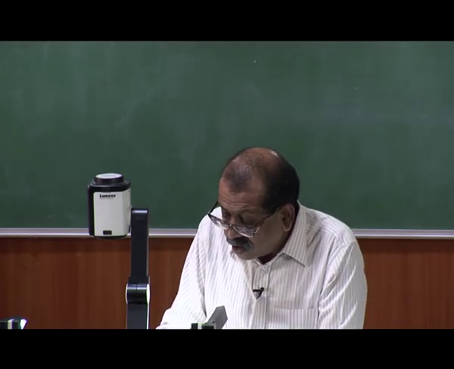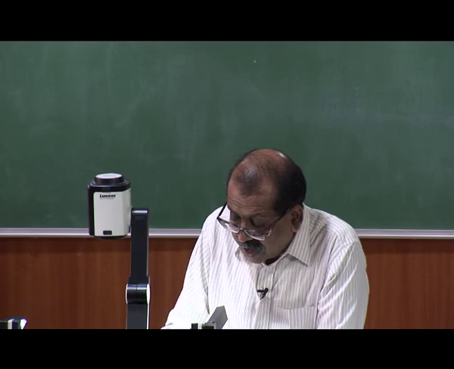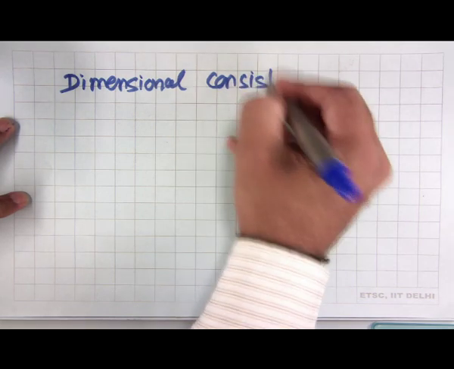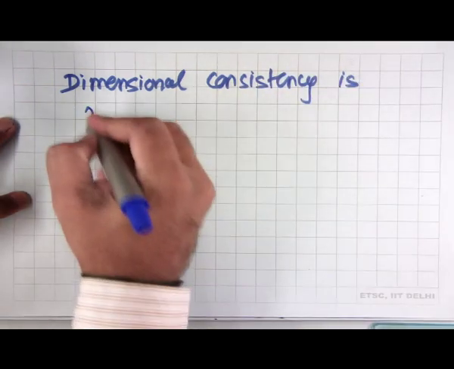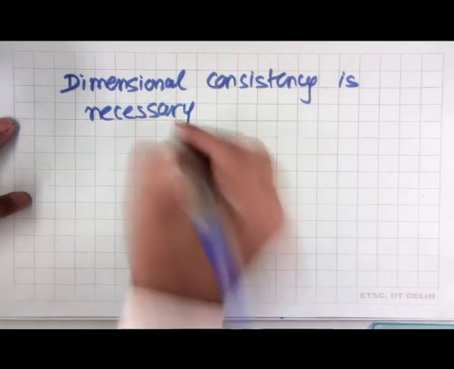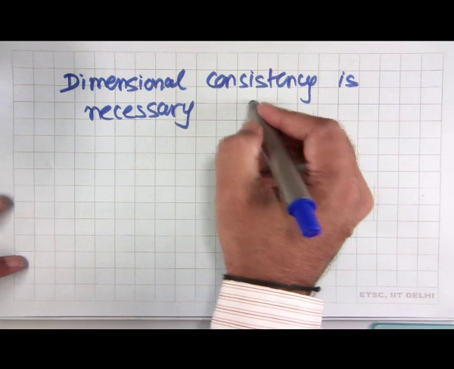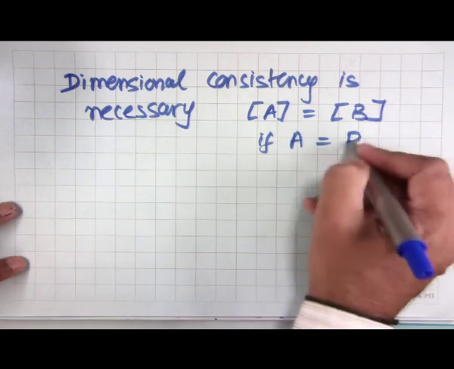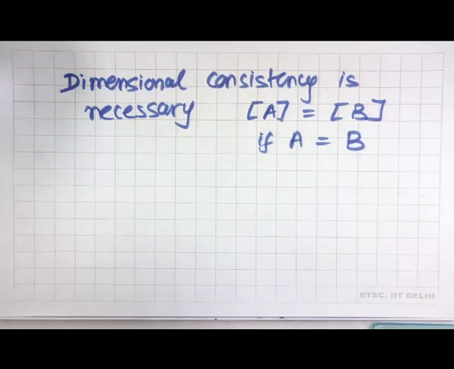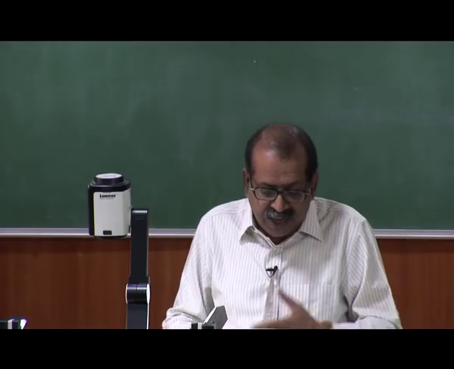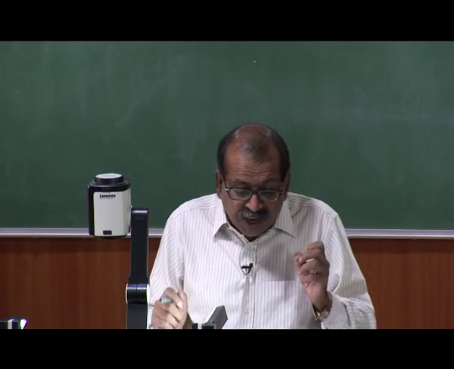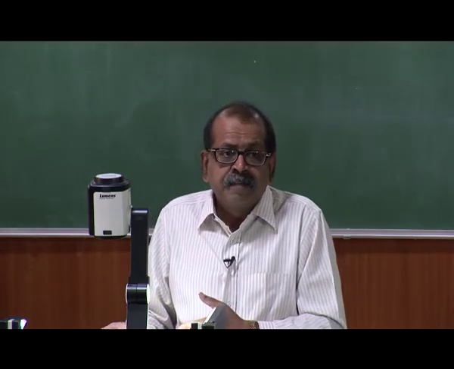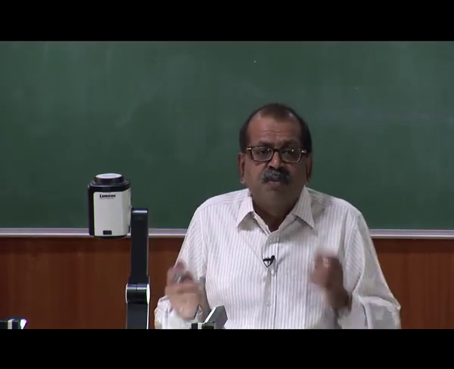But one thing we should realize, or the catch is, while dimensional consistency is necessary, that means two terms in the equation have to have the same dimensions, the dimension of A is equal to the dimension of B if A is equal to B. But just if the dimensions of A and B are equal, it may not ensure that A is equal to B. It is just a way to check the first step. Dimensional consistency does not guarantee that the formula is correct. But if dimensional consistency is not there, the formula is wrong.